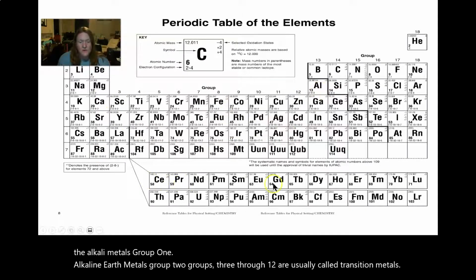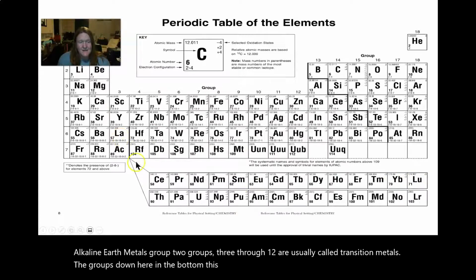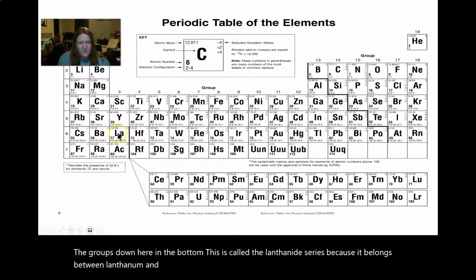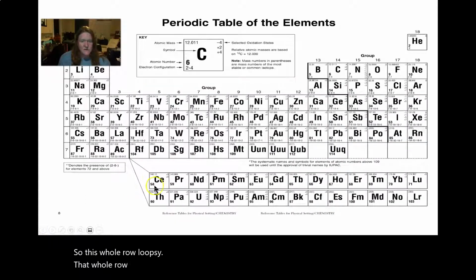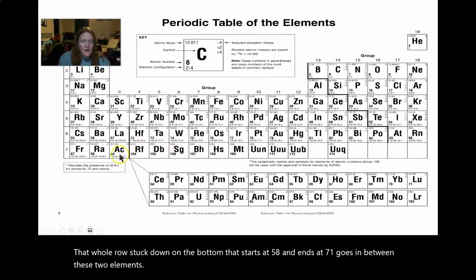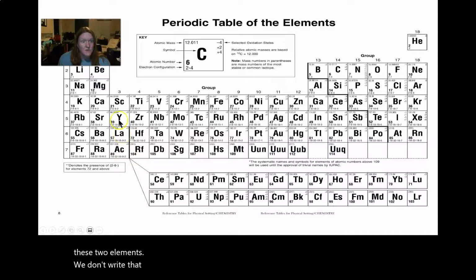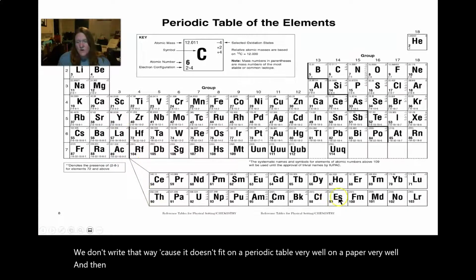The groups down here in the bottom, this is called the lanthanide series because it belongs between lanthanum and hafnium. So that whole row stuck down on the bottom that starts at 58 and ends at 71 goes in between these 2 elements. We don't write it that way because it doesn't fit on a periodic table very well on paper. And then we call this bottom row here the actinide series because it's between actinium and whatever RF is.